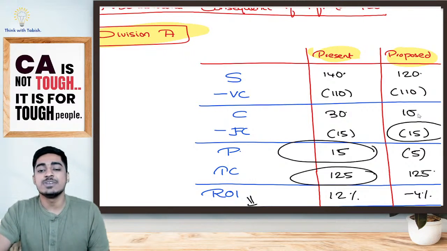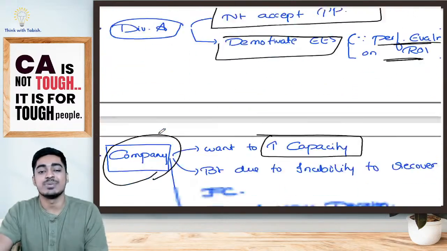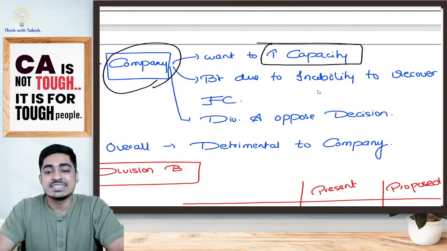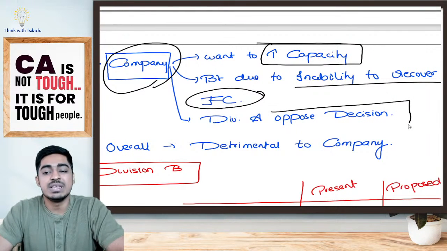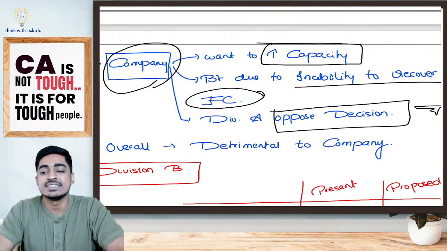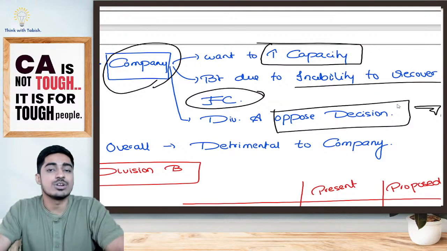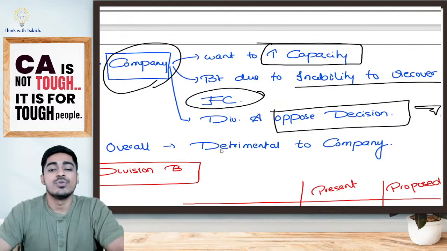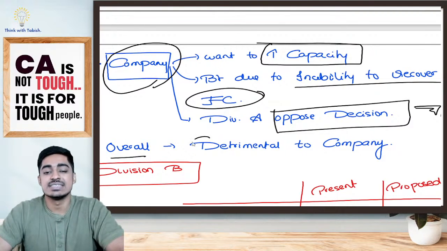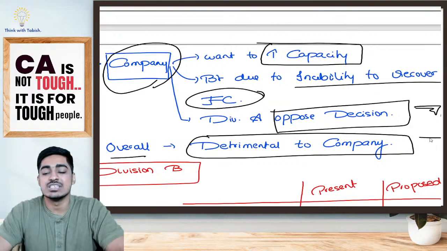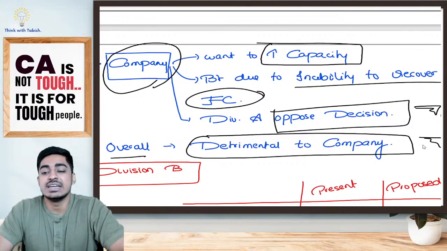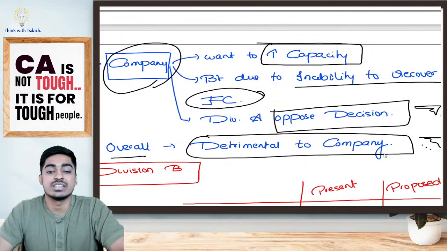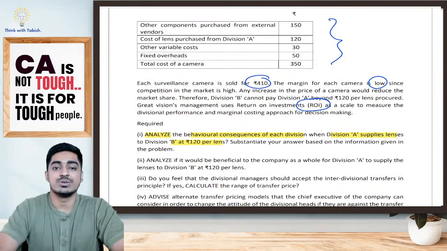My fixed cost is 15, my contribution is 10 rupees. So division A is telling, I am unable to recover my fixed cost at 120 rupees. So please kindly don't extend the capacity. We will not make the internal transfer. Overall, if division A tells like this, it is detrimental to the company as a whole, because the company wants the transfer to happen. If the transfer is happening, it is beneficial for the company, but division A doesn't want it to happen because of the low transfer price. This is with respect to division A.